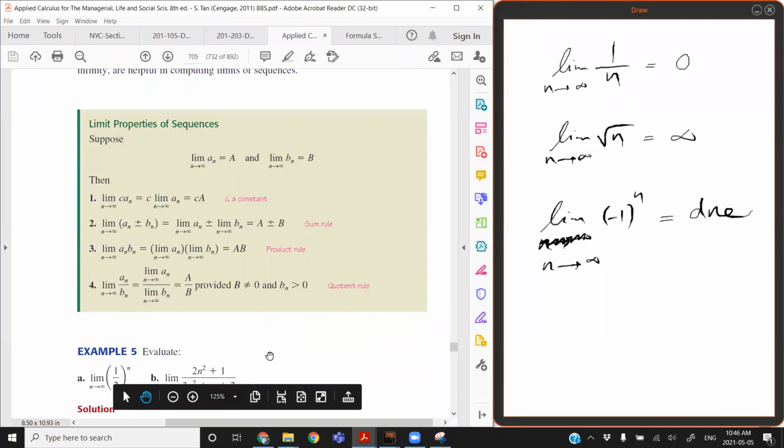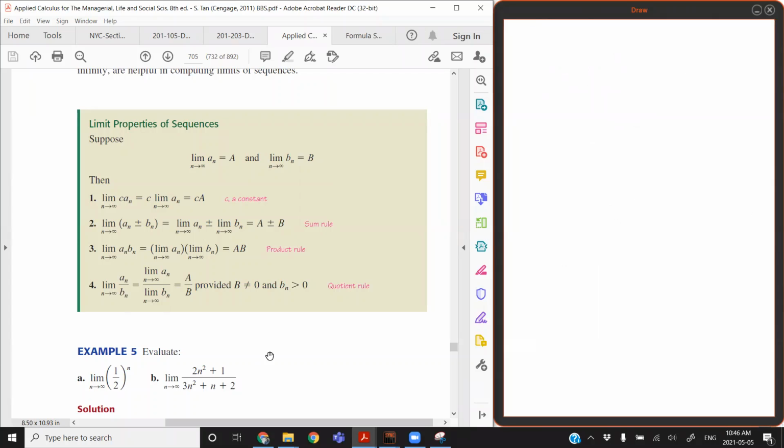Okay, so all those properties that you learned about limit of a function also apply to the limit of a sequence. So for example, we learned that if we have the limit of f of x plus g of x, this is equal to the limit of f of x plus the limit of g of x as x approaches, let's say, a. So the same property is also true about sequences. We can say the limit of a sum is equal to the sum of the limits.